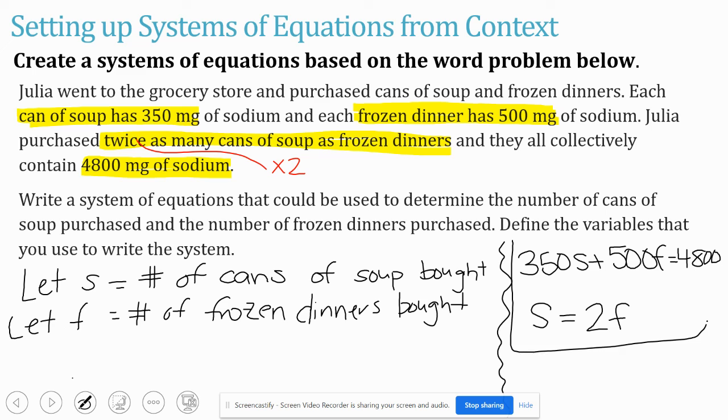From here, we would usually go on to solve, but we're only setting this up. So make sure you define your variables. Talk about the two things that are being discussed here, soup and frozen dinners. Remember to keep everything all together, milligrams, milligrams, milligrams. And then here we were talking about the quantity, how much she bought altogether, and the amount of cans of soup is equal to double the amount of frozen dinners. Okay, good luck.